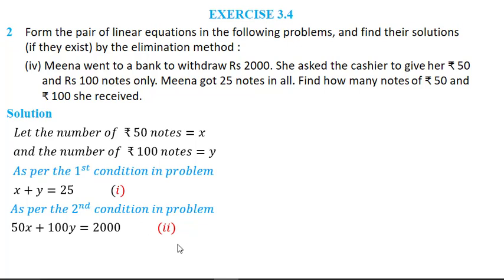What you can do is first simplify equation 2 by dividing throughout by 50. Once you divide by 50, what will you get? You will get x plus 2y equal to 2000 divided by 50, that is 40, so the zeros cancel and you get 40. So x plus 2y is equal to 40 is your equation. You will solve these two equations and you will get the values of x and y.